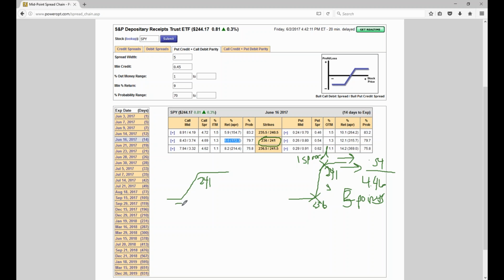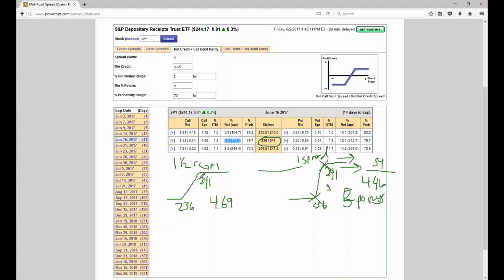Because the max return is above 241 and the max loss is below 236. In this case, we paid a debit of 469 to enter the position. But we still have to do a spread to enter, so we'll get 1.5 commissions for entering the spread.